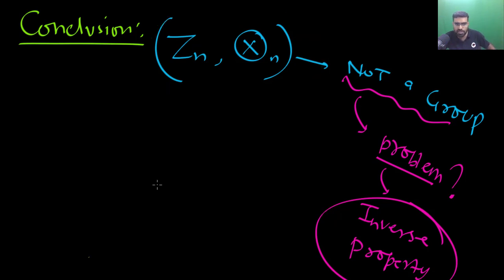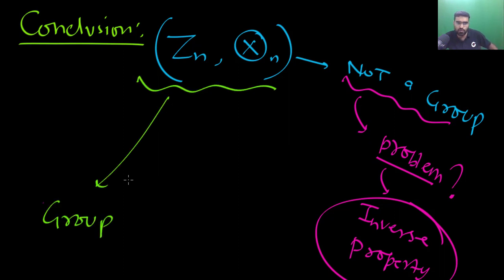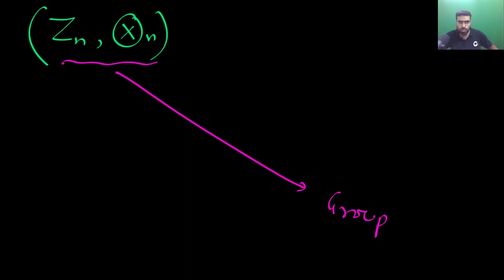Now we want to convert this structure into a group. If you want to convert this structure into a group, then what do you do? Because the only problem is the inverse property, you take all the elements which have an inverse. So very simple, this is your Zn with multiplication modulo n, and we want to convert this into a group. We know the problem here is the inverse property.